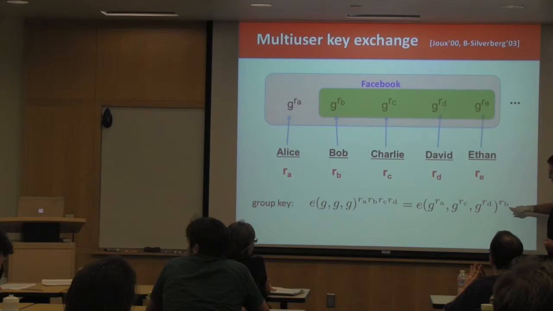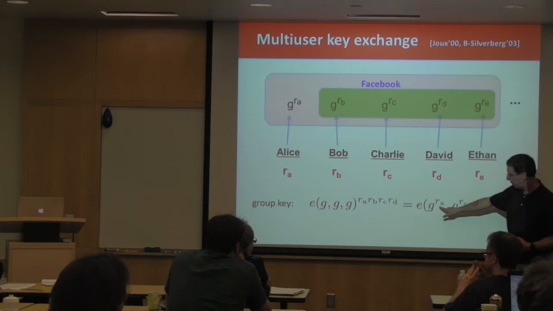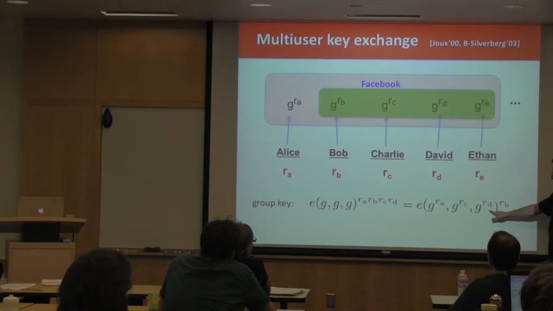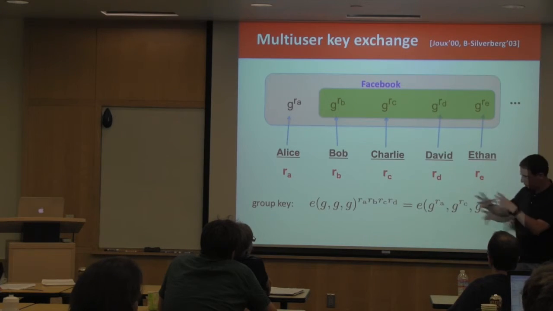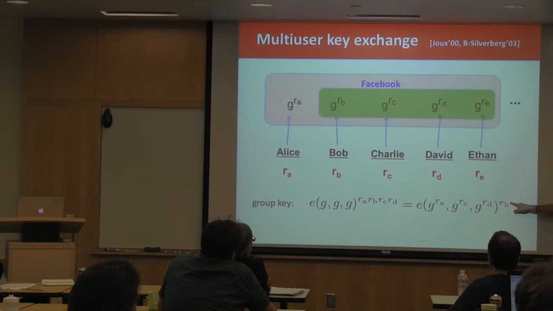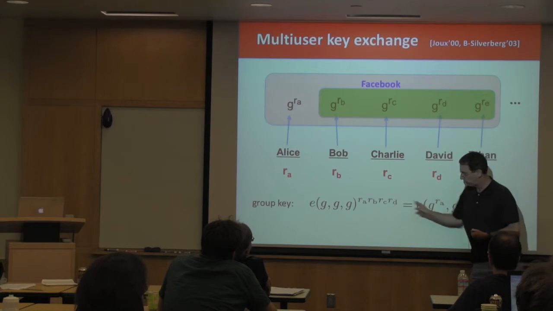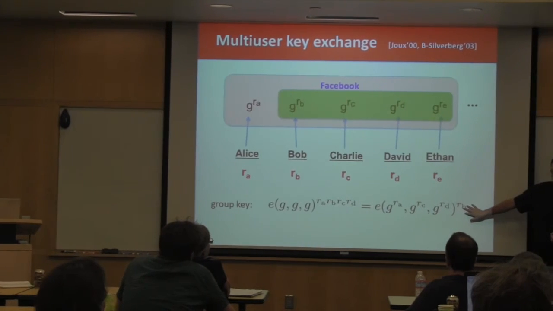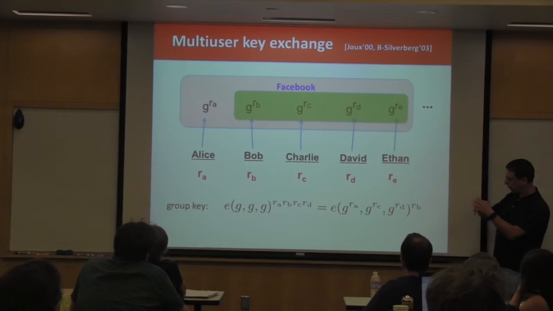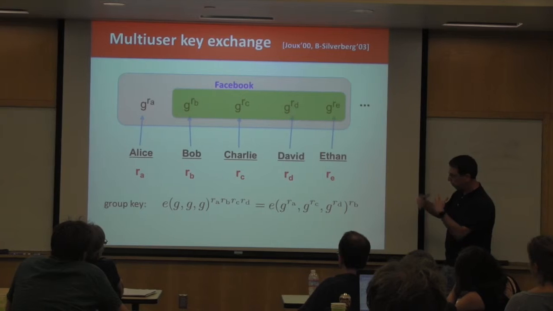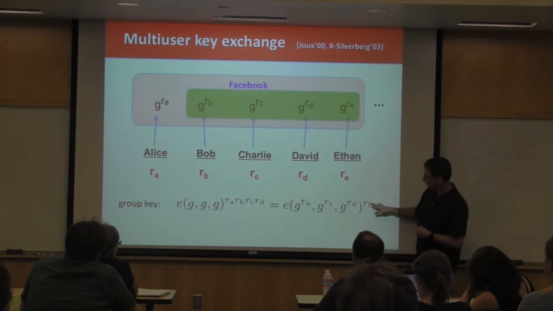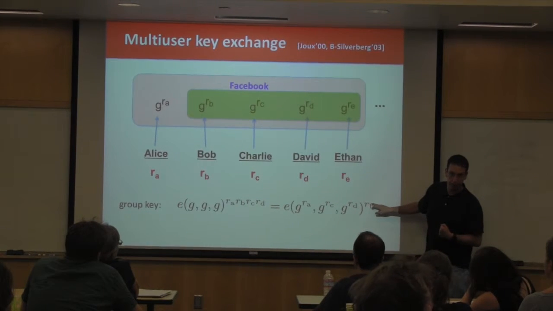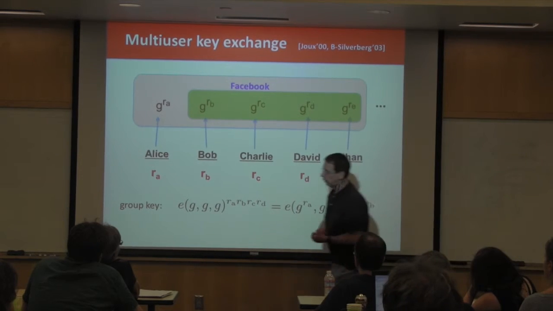Okay, great. So the way Bob computes the group key is he takes Alice's, Charlie's, and David's public keys, pairs them together, and then raises the result to the power of his secret key, RB. And by bilinearity, you know that these two are equal. So now you can see how each party can compute the group key simply by taking everybody else's public keys, tripling or pairing them, and then raising the result to the power of its own secret key. So this is how they all generate the group key.